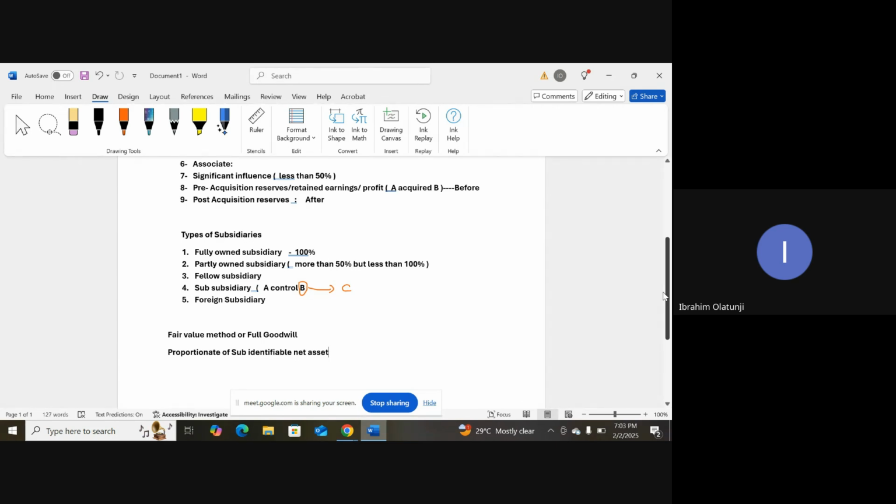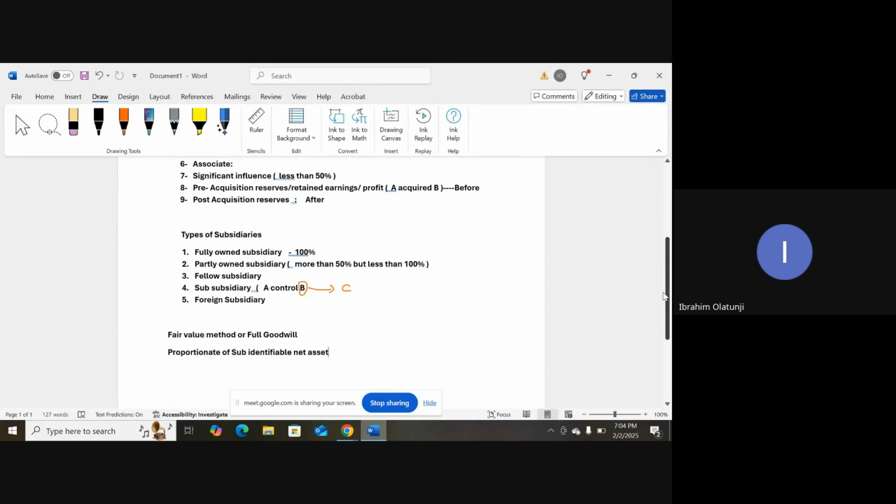Another thing we need to think of, after we are able to identify all these things in the question, that you identify the stake of the parent, you identify the stake of the subsidiary, you also identify the policy of the company. Then another thing you need to think of is the structure, the steps involved in solving a group account.